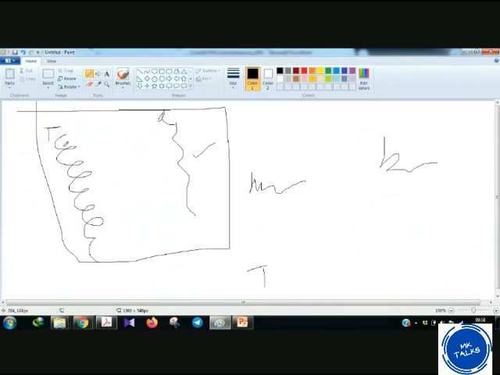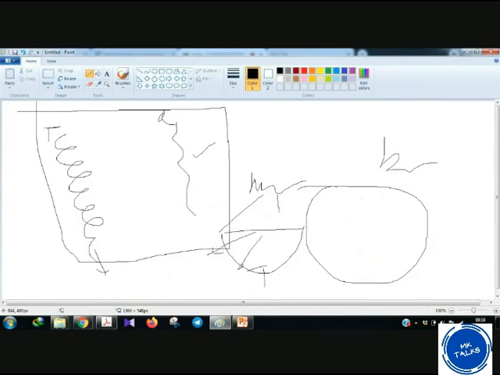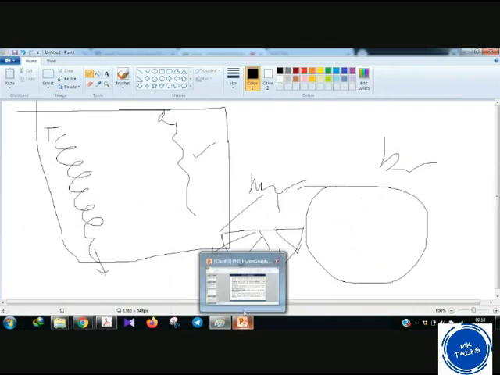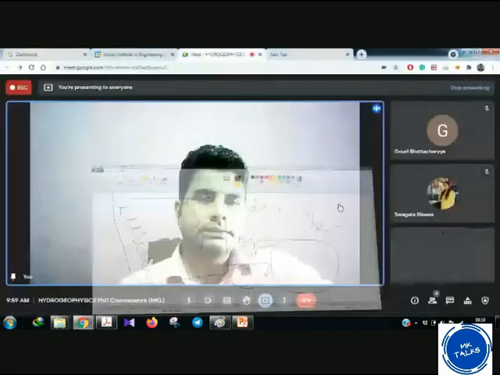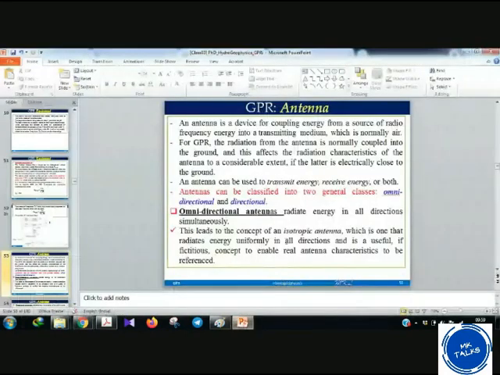Okay. So in this transmitter and receiver system, the transmitter is basically transmitting a frequency. From our concept of electrical theory, this antenna transmitter can go up to a 360-degree angle, or if it's a ground coupled antenna, then it will go in a semicircle. So it can go this side, this side, this side, and this side. That is called omnidirectional. But for the directional, you will be focused on single direction propagation. We generally use the omnidirectional, and this relates to the concept of the isotropic antenna, which is one that radiates energy uniformly in all directions, I mean in 360 degrees. It is a useful if fictitious concept to enable real antenna characteristics to be referenced.